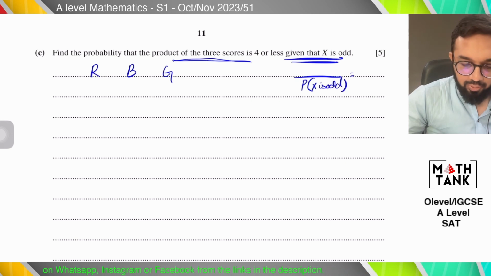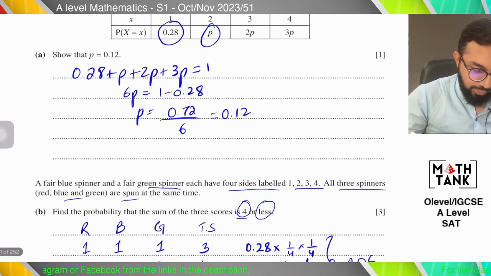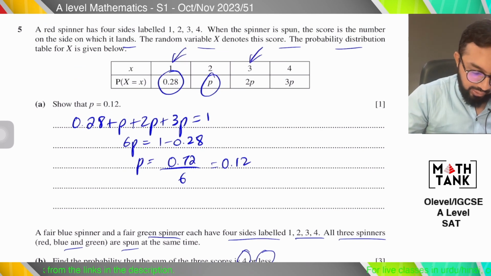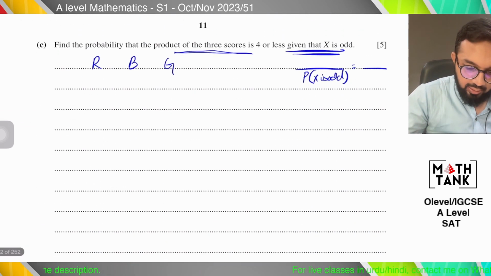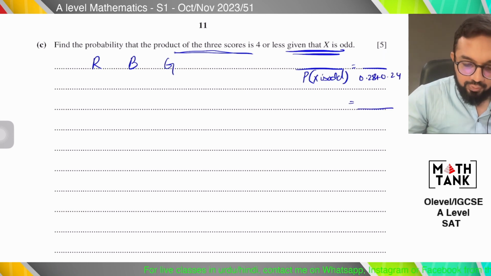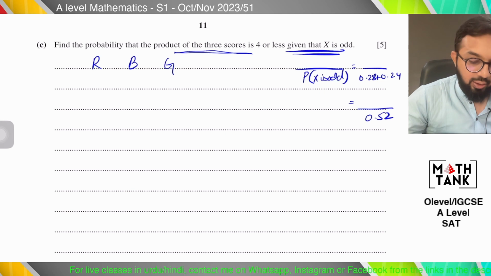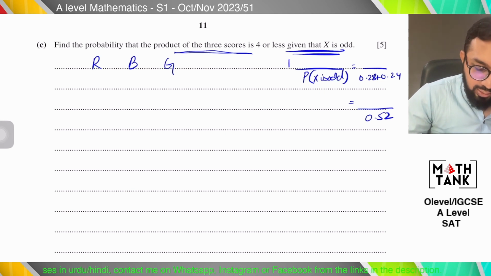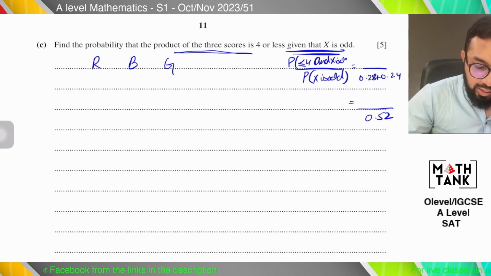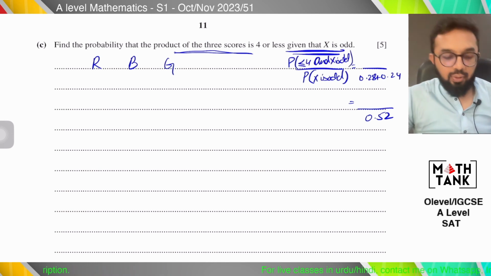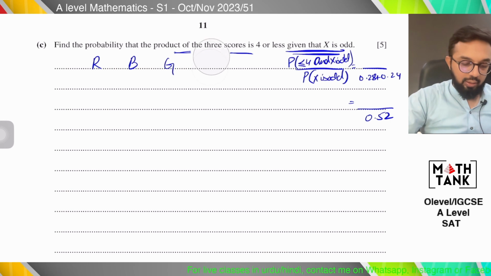I can say that the probability of x is odd is the probability of 1 and the probability of 3 here. So it's 0.28 plus 0.24. That gives you a total of 0.52 in the denominator. Now, for the numerator, you have to say that the product is 4 or less and x is odd. I will have to come up with a series, like I created one for the sum. I will have to create one for the product as well.